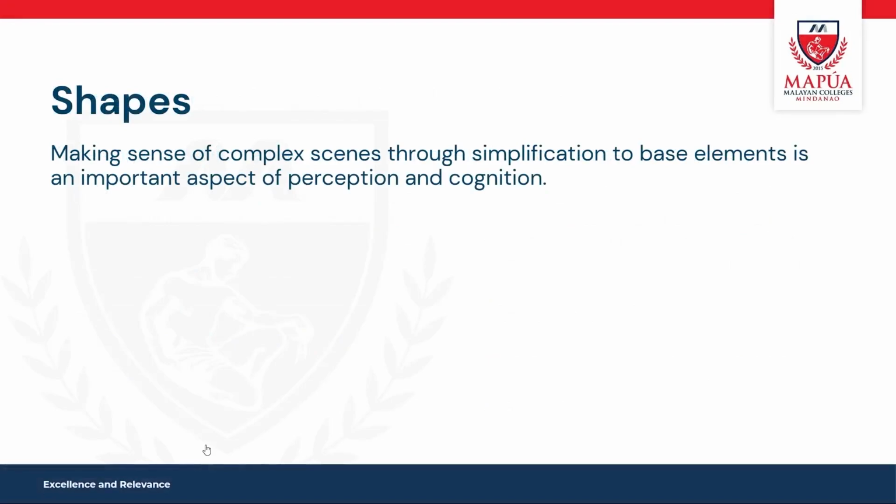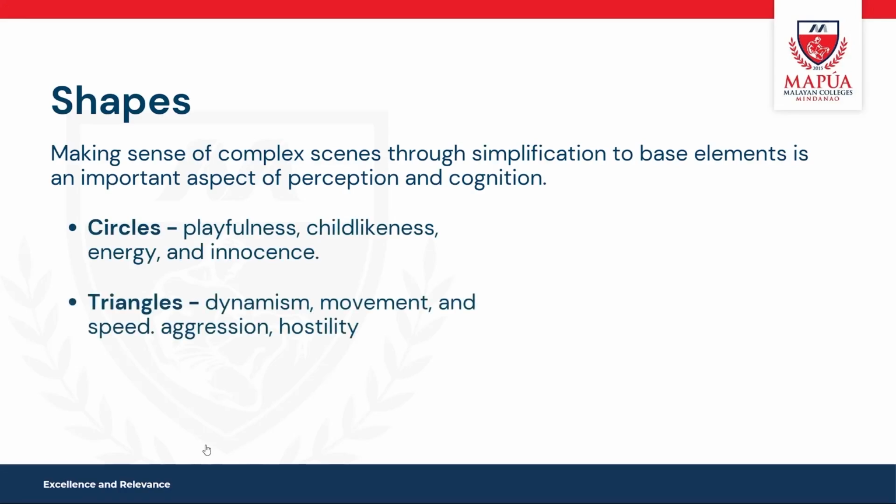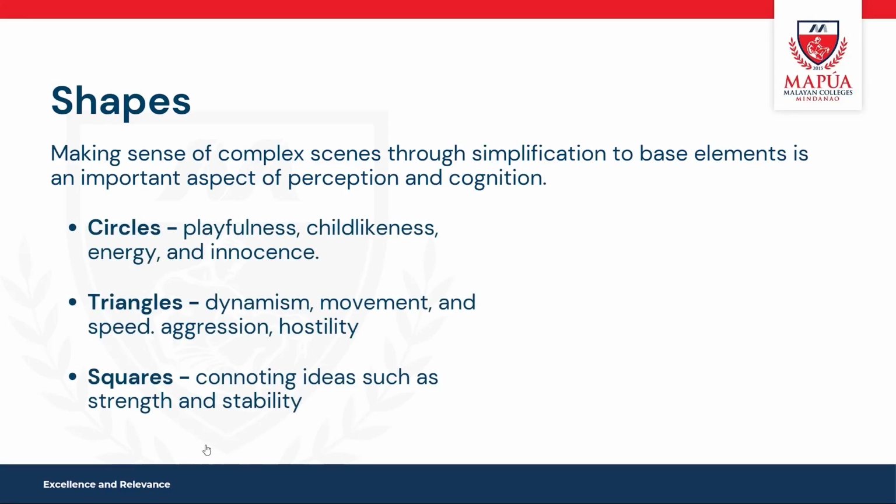Next, we have shapes. So shapes help in making sense of complex scenes through simplification of base elements. So the most common shapes discussed in literature are the circles, the triangles, and the squares. These are the simplest shapes that observers can reduce an image into. So making sense of complex scenes through the simplification of base elements is an important aspect of perception and cognition.